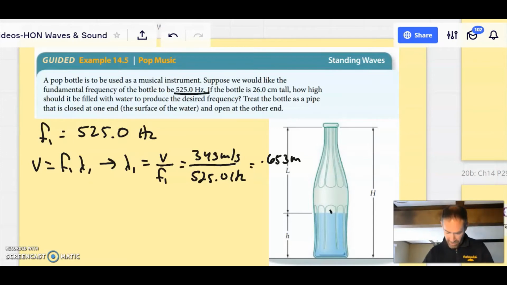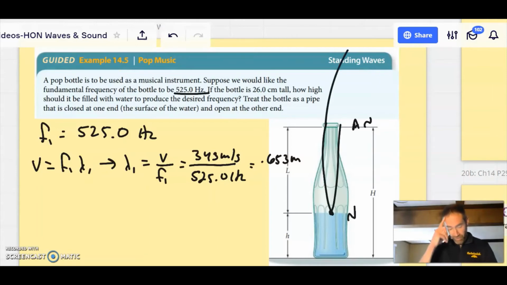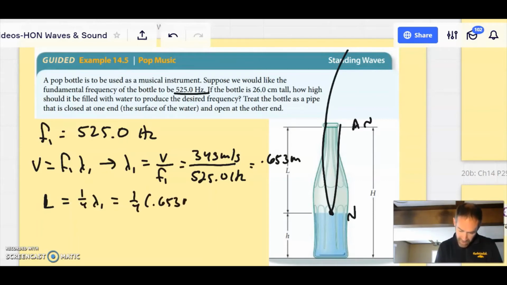They're going to have a node down here at the bottom. You're going to have an antinode at the top, and so it's going to be a picture something like this. Well, I've only shown you a fourth of it. It keeps on going way off the page. So we're going to say that the length of the bottle that we want is going to be 1/4 of that fundamental wavelength. And so 1/4 of the 0.653 meters that I had from before is going to be 0.163 meters, or 16.3 centimeters. I want the air to be 16.3 centimeters long.